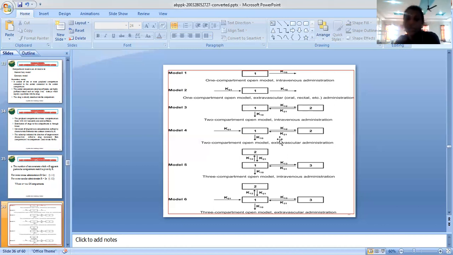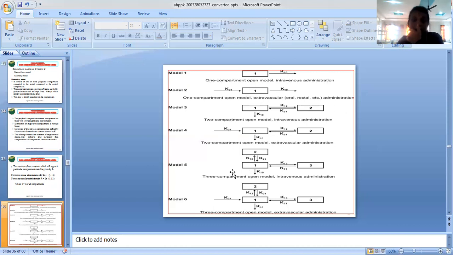Same thing when it is the extravascular administration in the 2 compartment model. Since it is extravascular administration, absorption will be involved here. That's why K01 indicates movement of drug as administered here. K10 indicates movement of drug from the central compartment to the external environment. K12 and K21 are the same as before.